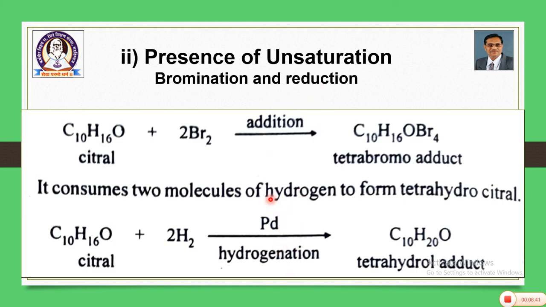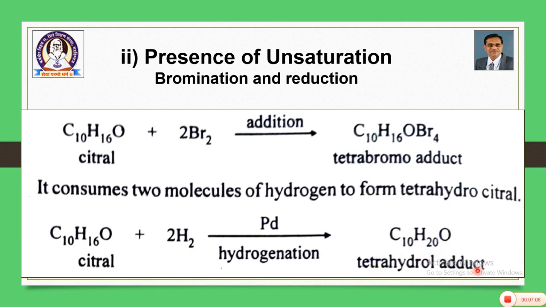The reduction is carried out by using palladium. So, in this bromination case, we add 2 molecules of bromine, that is 4 bromine atoms. Similarly, in the reduction process also, we add 2 molecules of hydrogen, that is 4 atoms of hydrogen, and we get C10H20O. In this case, we get C10H16OBr4.